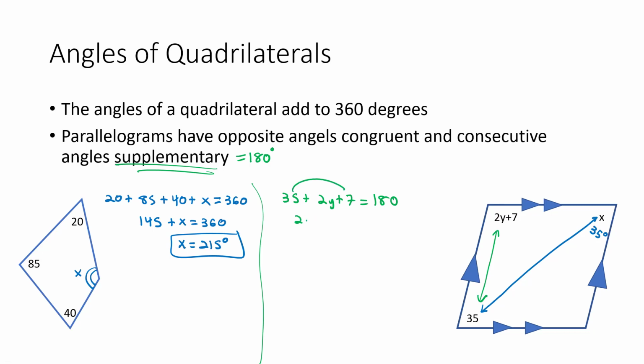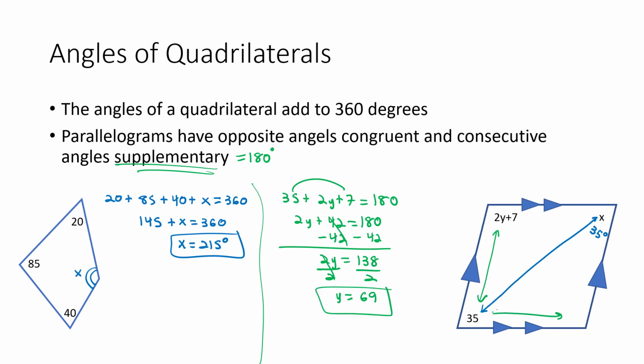Well, if I combine like terms, we have 2y plus 42 equals 180. Subtract 42 from both sides, and 2y equals 138. Divide both sides by 2, and y equals 69. We could have figured out what the angle was directly also by saying, hey, 35 plus what is 180, and that's 145 degrees. So we could have done it that way as well, but this problem particularly was interested in what x and y are equal to, which we have now found.